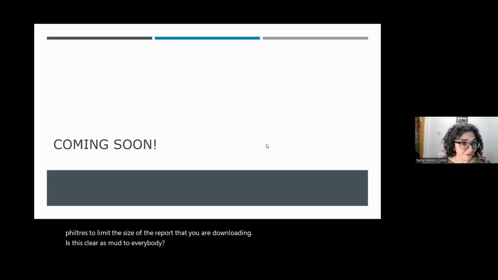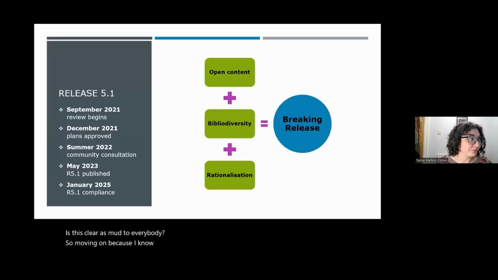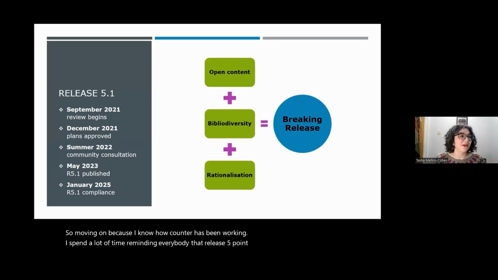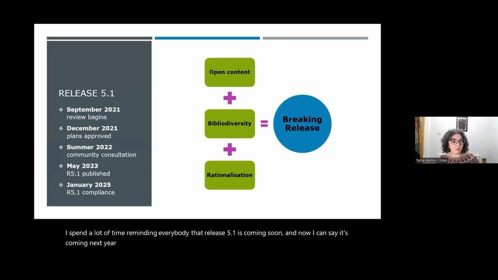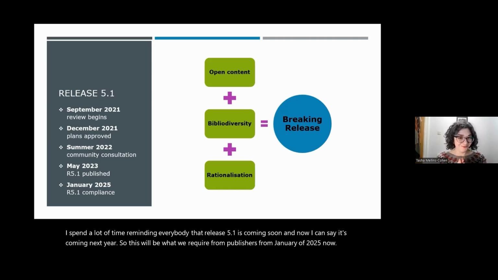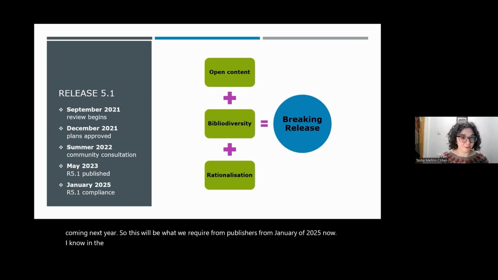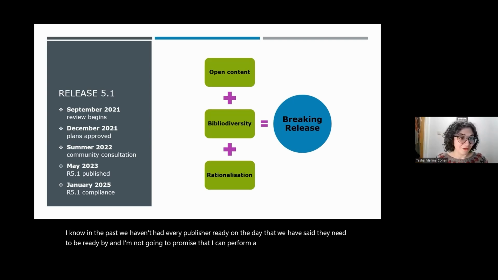So moving on, because I know you know how Counter has been working, I spend a lot of time reminding everybody that release 5.1 is coming soon. And now I can say it's coming next year. So this will be what we require from publishers from January of 2025. Now, I know in the past, we haven't had every publisher ready on the day that we have said they need to be ready by. And I'm not going to promise that I can perform a miracle and make every publisher compliant from January 2025 as we would want them to be.